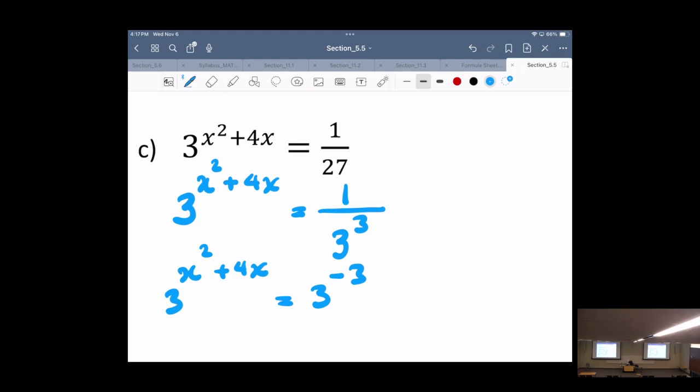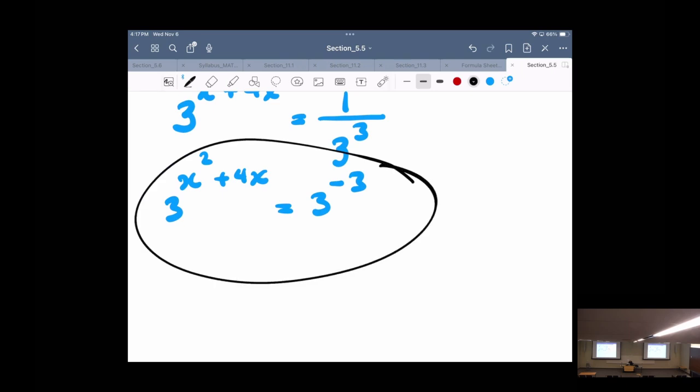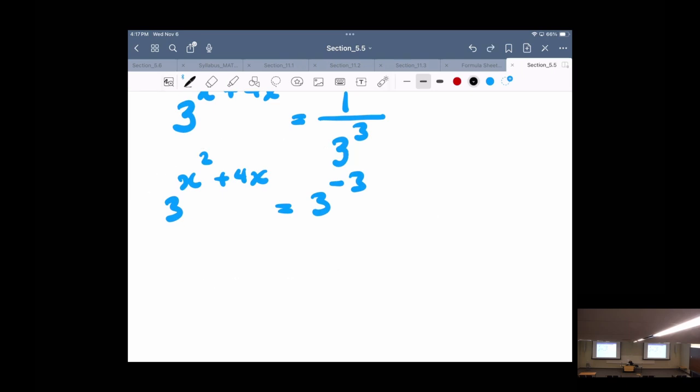Right? Now, usually, as you know, we don't like to write the powers in negative form, but in this case, it's actually useful. It's useful because now I have both sides of this equation written to the same base, raised to different powers. So if this equation is to hold, then the powers should be equal to each other because the bases are already equal to each other. So therefore, x squared plus 4x should be equal to minus 3.